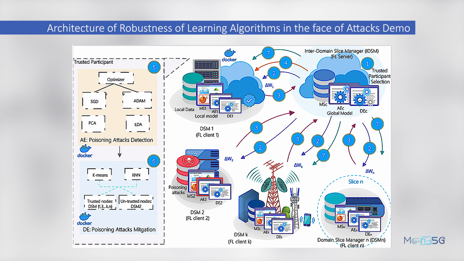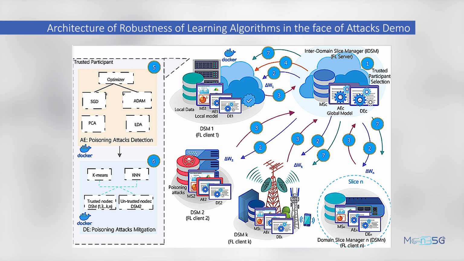In this scenario, each running network slice is managed locally by a domain slice manager, which includes a monitoring system and an analytic engine, while an inter-domain slice manager is in charge of the management and orchestration of network slices. To ensure privacy, running network slices only share their model parameters with the central inter-domain slice manager, where they are aggregated to build a global model.